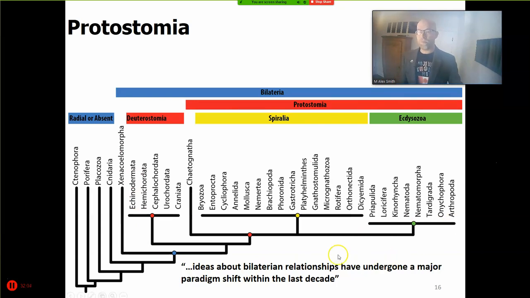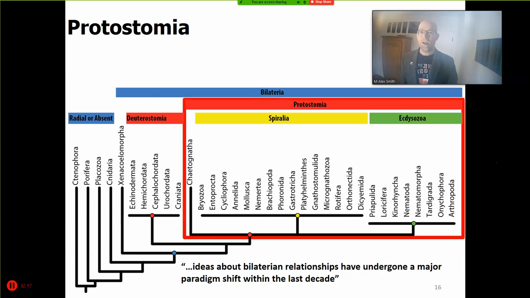Now you remember each one of these nodes represents an area that we have a lot of confidence in. We have varying degrees of confidence or hypotheses about relationships within that. But we want to talk explicitly now about the bilateria group that we're going to be dealing with, because we're going to jump into the protostomia. So this is not our clade, the deuterostomes that contain us and the hemichordates and the cephalochordates and the urochordates.